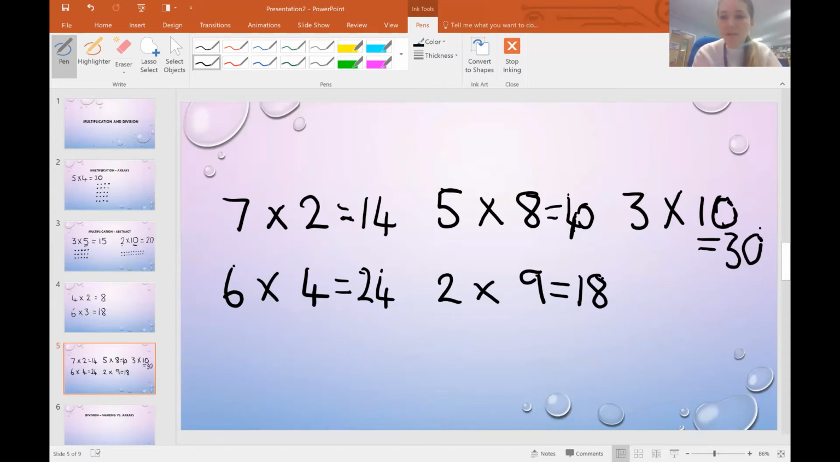What a quick way of doing it. We don't have to draw out our arrays each time. Isn't that quick and handy?